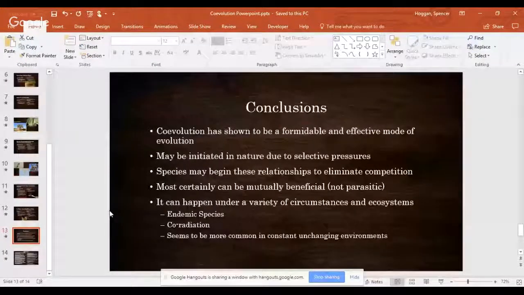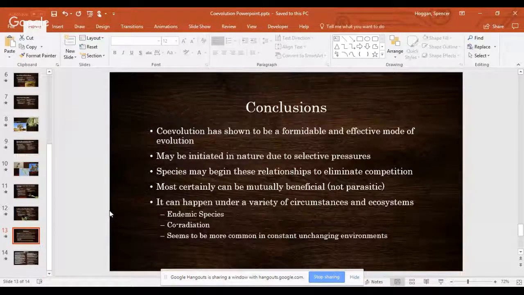So now to my conclusions. Just kind of a general statement, coevolution is shown to be a formidable and effective mode of evolution. It's been picking up a lot of steam lately. People are starting to recognize more coevolutionary relationships that are mutually exclusive, and so it's becoming a bigger topic. One of the reasons why scientists believe it to be happening is it may be initiated in nature due to selective pressures. So like we saw with the tube-lipped nectar bat, the flower develops such a long corolla that nothing else can pollinate it, and the bats evolve to fit that niche, and it's such a mutually exclusive relationship that they've now co-evolved to need each other to live.